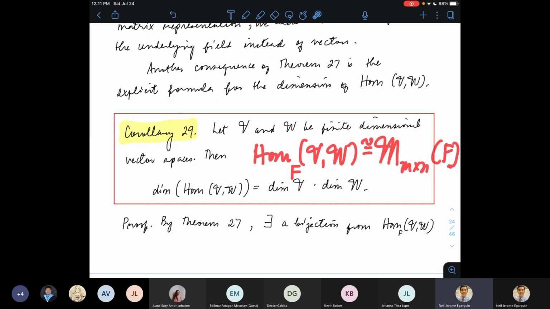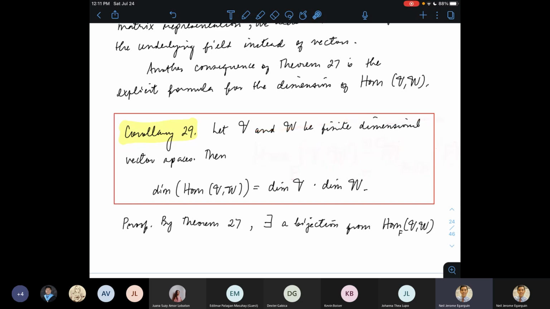So, this equivalence is not just a bijective map. Kasi kung sinabi natin na bijection yung meron kay Hom at saka kay M sub m by n, then all we can say is that they have exactly the same number of members. Okay? So if you have a bijection or a one-to-one correspondence, ibig sabihin lang kaya mong i-match yung isang element nung unang set dun sa pangalawang set, all you can conclude from that is magkasindami sila ng laman. Right? Yun yung sa bijection.